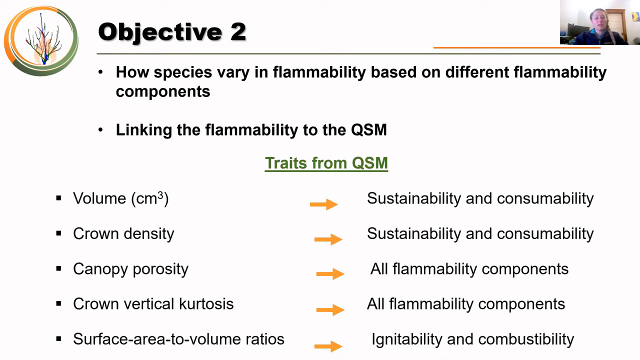I am busy calculating and extracting a number of these traits, but here are just a few to summarize what we think would be the most important. So volume, crown density, which is how densely packed the canopy of the shrub is. Also, this could pertain to sustainability and consumability, flammability components. Then canopy porosity, which is how much open space is situated throughout the canopy, which is possibly linked to all the flammability components. Crown vertical kurtosis, which is the vertical distribution of foliage and branching of the shrub, as well as surface area to volume ratios.